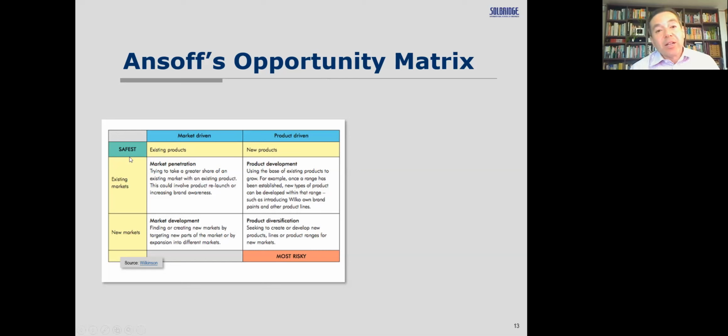This is the safest strategy, but it's the least differentiated strategy, trying to take greater share of an existing market with an existing product. Then in the market-driven approach, where you're influenced by the market, but you're creating new markets, that would be a market development strategy. And then a new product in an existing market would be a product development strategy. And finally, the most risky strategy, but the most differentiated strategy, is new markets and new products.